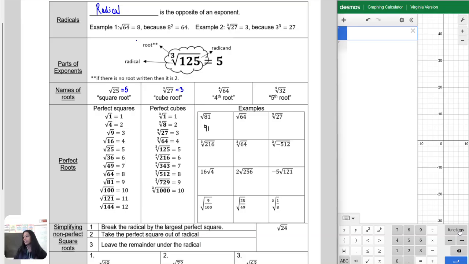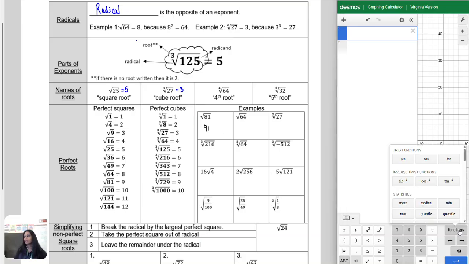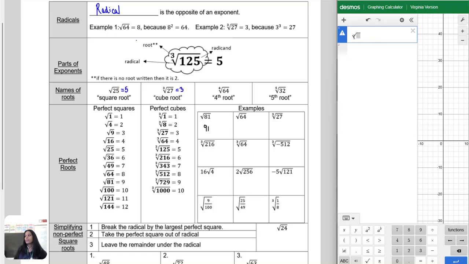So you can find that here in functions. And then you're going to scroll all the way down. You're going to do nth root. N means you can put any root that you want. You can put a square root, cube root, 4th root, 5th root, and so on. So here I'm going to write the cube root, 3. Cube root of 27, it'll give you 3.